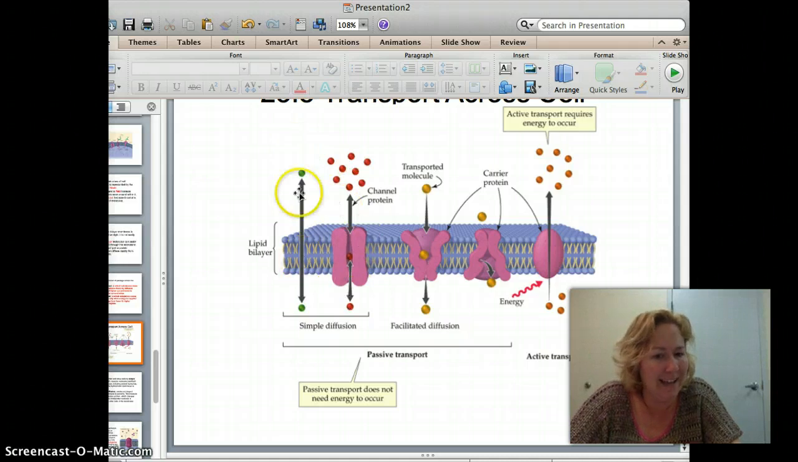This is like, okay, I can't get in here because of the weird hydrophobic hydrophilic, but there's this little awesome tube that goes through here. Dude, I'll just use that. Simple diffusion. Nothing happening. Doesn't cost you anything.